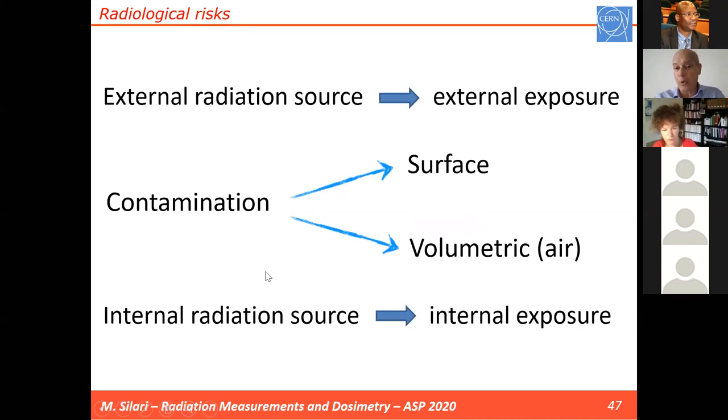So if you inhale or ingest something, because you touch a surface with your fingers and then lick your fingers, or because you inhale air which is loaded with radioactivity, you may end up with an internal radiation source that will give you an internal exposure that, as I said before, could last for years.